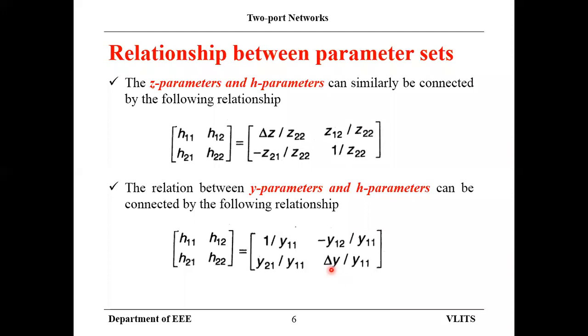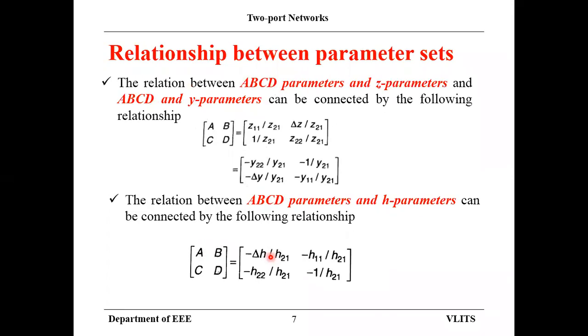In a similar way, delta y is nothing but the determinant of the admittance matrix. So what is the admittance matrix? Y is a 2 by 2 matrix: y11, y12, y21, y22. That is the admittance matrix, and its determinant is represented by delta y. Like this, you can represent these h parameters in terms of the y parameters.